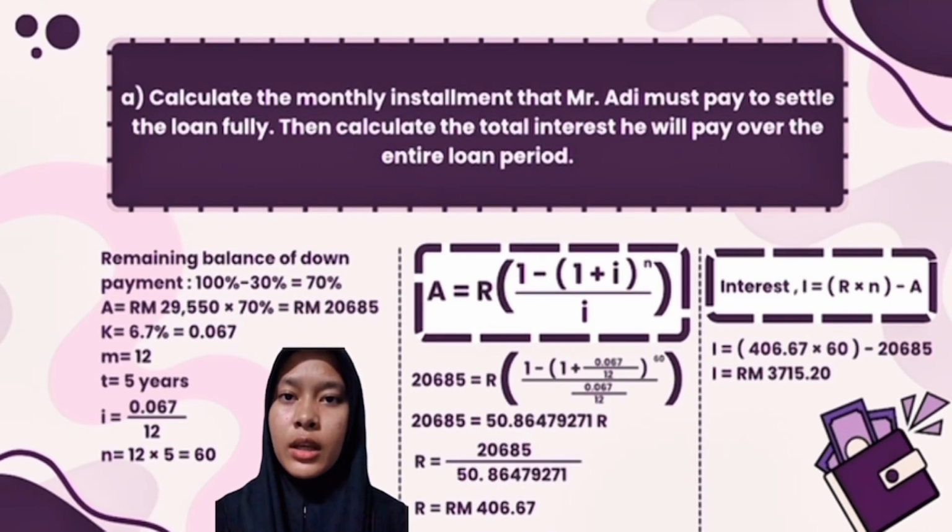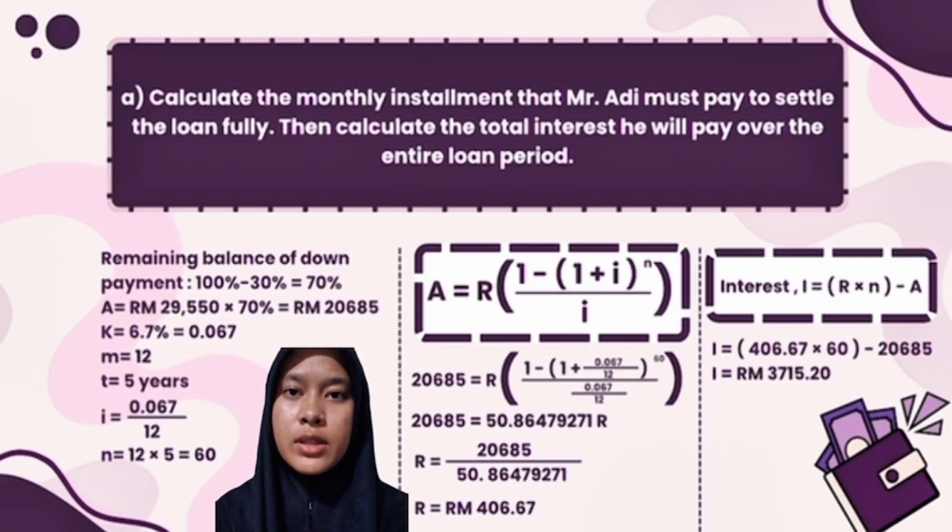First of all, for question A, the question is: calculate the monthly installment that Mr. Adi must pay to settle the loan fully. Then calculate the total interest he will pay over the entire loan period. So basically, we need to find the loan principal after the 30% down payment. The balance of the bank loan is 70% of the price. That is 70% loan principal multiplied by 29,550 ringgit, equal to 20,685 ringgit.